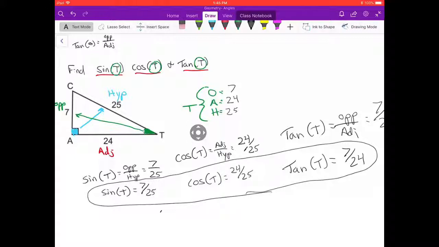We're going to go over some more examples like this in class, but this is the very, very beginning of trigonometry and the basics that you have to be able to start with in order to do these types of questions.